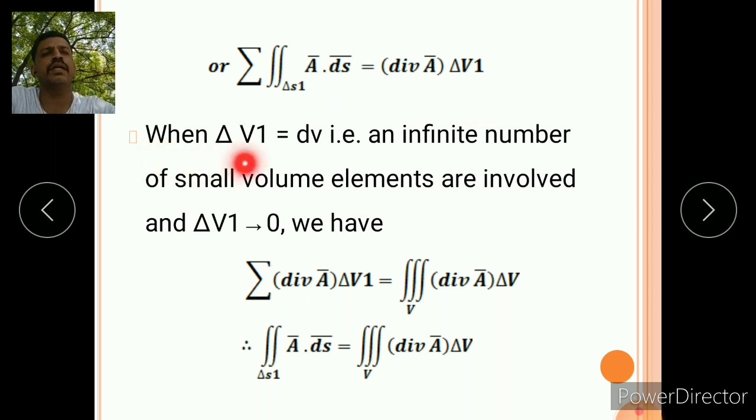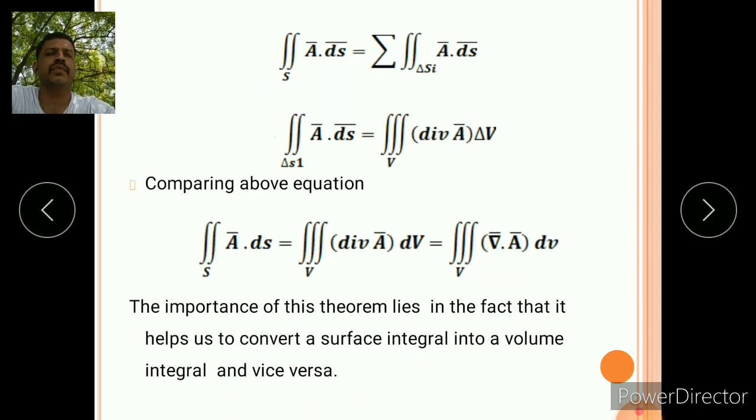When an infinite number of small volume elements are involved and delta V1 tends to 0, we have the summation of divergence A delta V1 equal to the volume integral of divergence A dV, or the surface integral of A dot dS equal to the volume integral of divergence A dV. Surface integral A dot dS equals the summation of surface integrals A dot dS. Surface integral A dot dS equals the volume integral of divergence A dV.